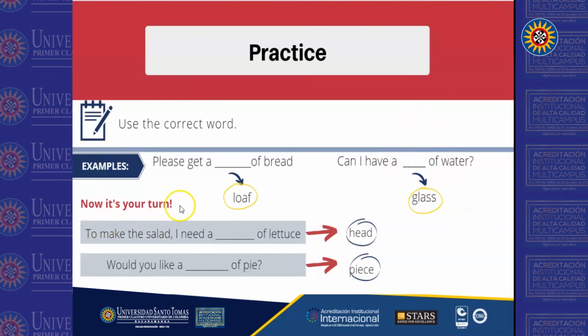Now it's your turn. To make the salad, I need a blank of lettuce. What is the word? Head. Yeah? When we are talking about this vegetable or this kind of vegetables, we use the word head. And the other sentence, would you like a blank of pie? Would you like a piece of pie? Okay?